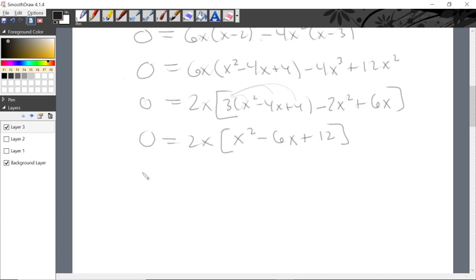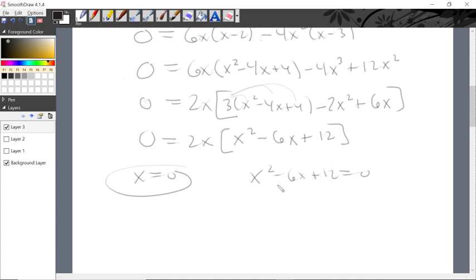Okay, so we're setting these equal to 0. 2x is equal to 0 when x is equal to 0, so that's a value to test around. This potential inflection point, because it is in the domain of the function. The function's continuous there. And where x squared minus 6x plus 12 is equal to 0, we want to check that as well. Does this factor?